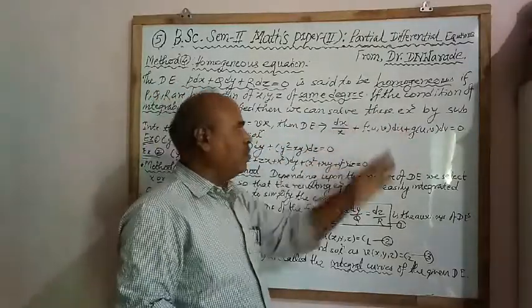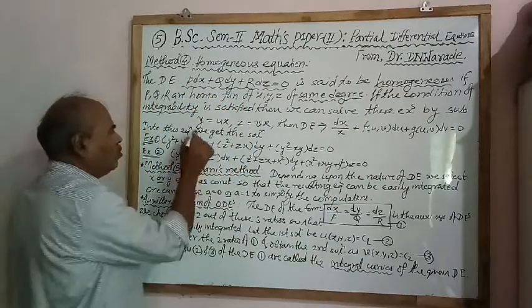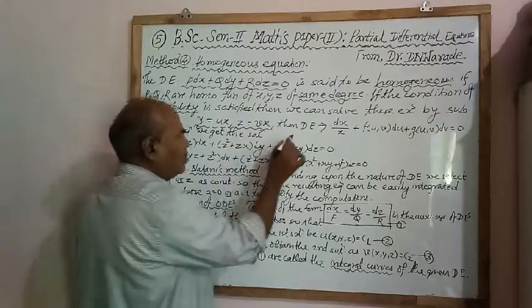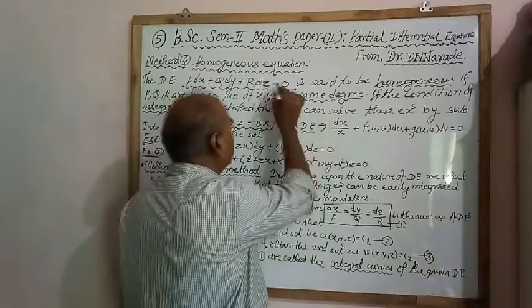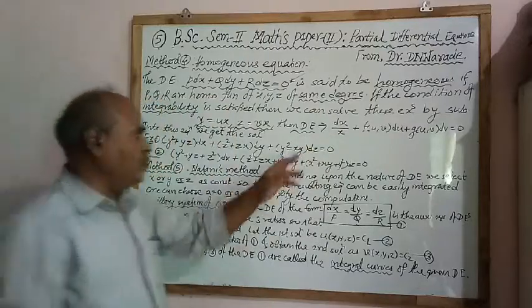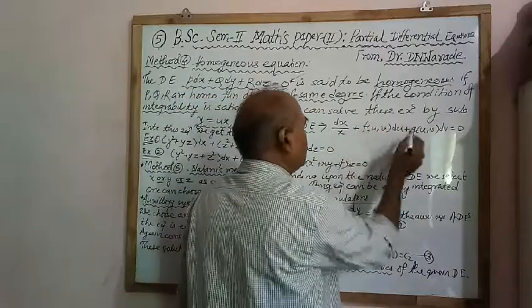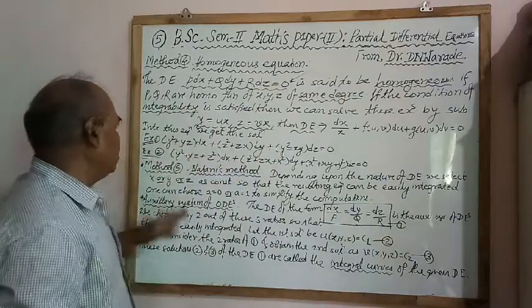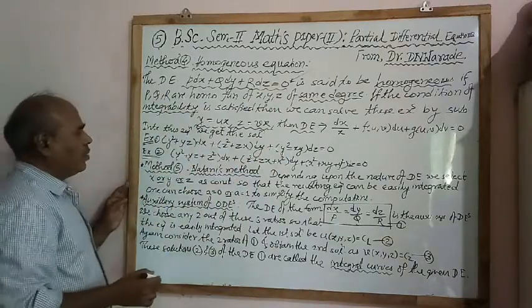We can solve this by the substitution y equal to ux and z equal to vx. Then this differential equation reduces to dx by x plus f of u, v du plus g of u, v dv equal to 0. Integrating this equation, we get the solution of the given equation.